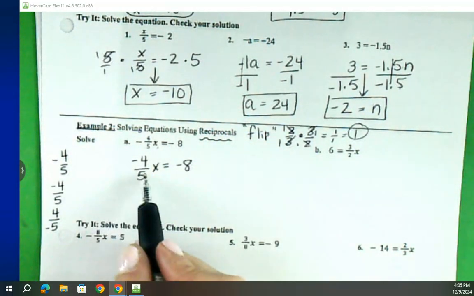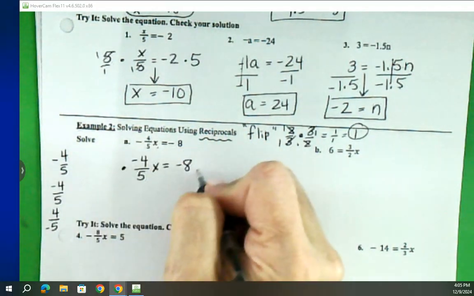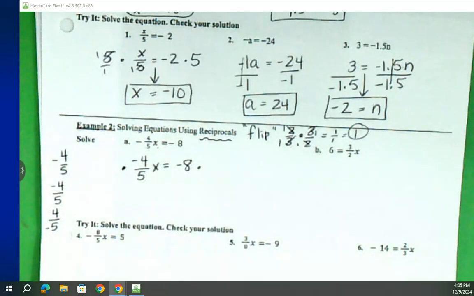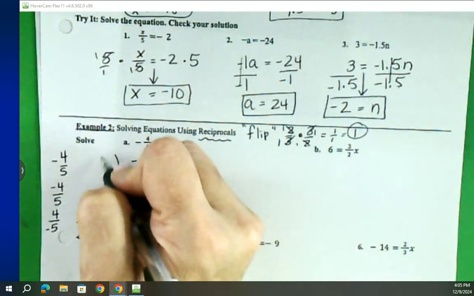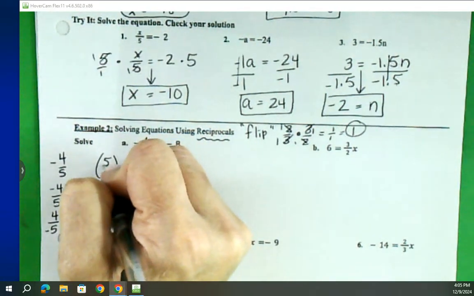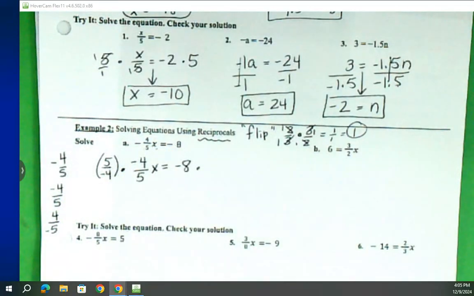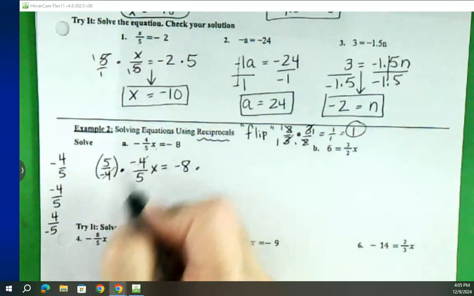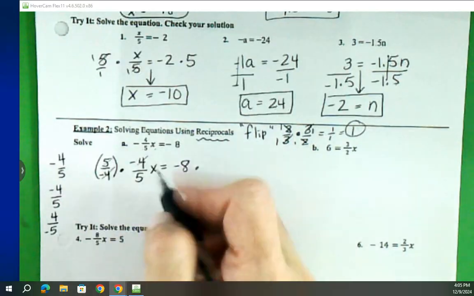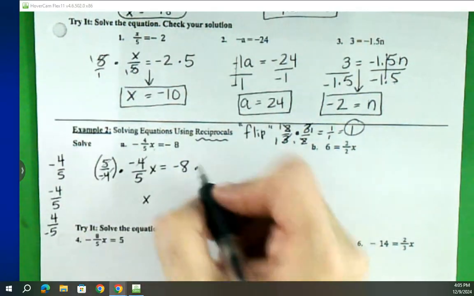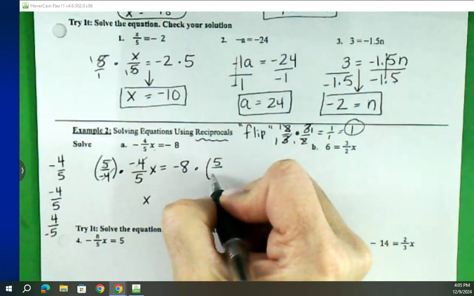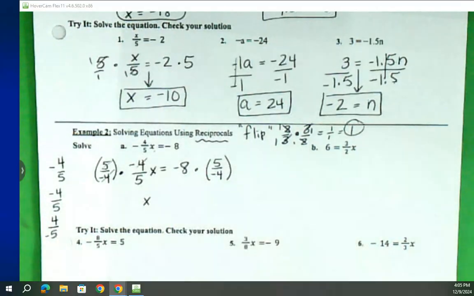So negative 4/5 x equals negative 8. To get 1 times x here, I'm going to have to multiply by the reciprocal of negative 4/5, which if I just flip those numbers, I'm going to get 5 over negative 4. And you can see with cross canceling here that I'm going to get 1x. But whatever I do to this side, I'm going to have to do to this side. So this is 5 over negative 4 as well.